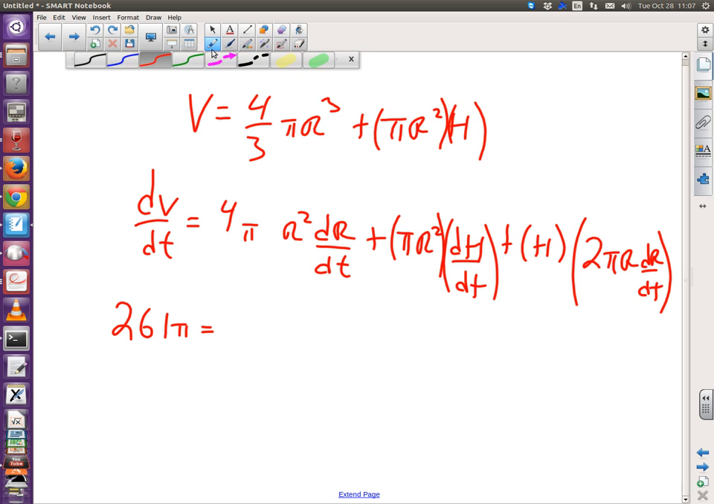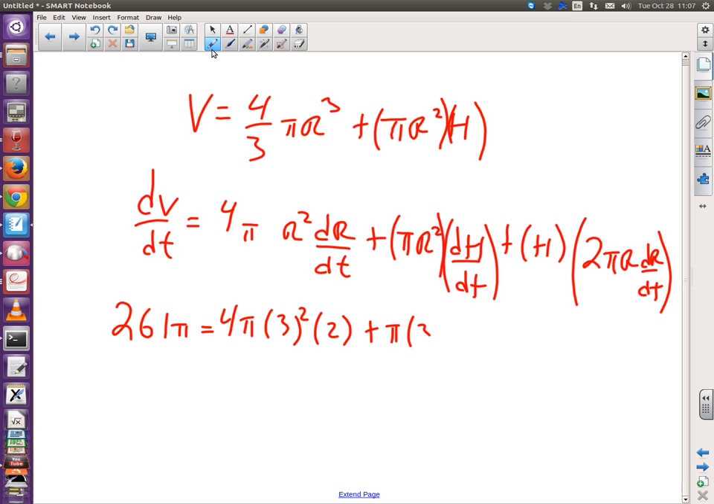There you go. So it's 4 pi 3 squared. They gave us the dr/dt is 2 centimeters per minute. r is 3 centimeters, okay. Plus pi times 3 squared again. dh/dt is what you're trying to figure out. So solve that algebraically, like that's x.